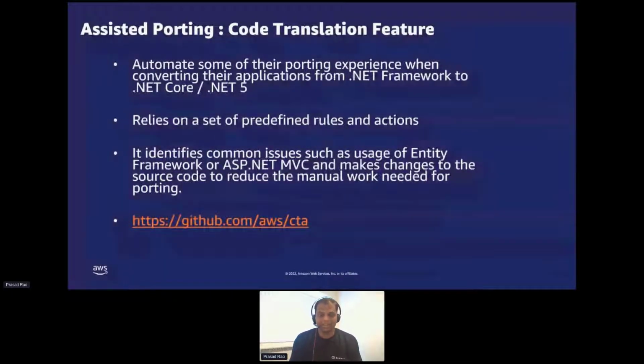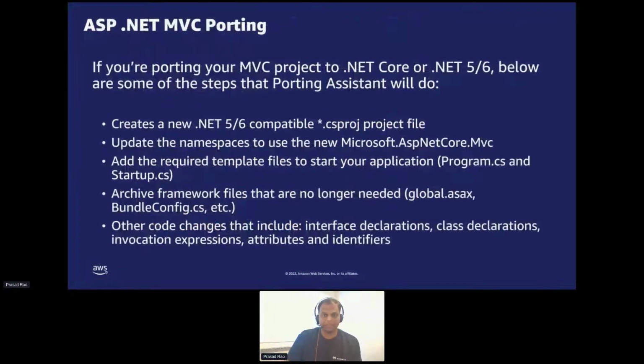What I want to highlight here is the feature called Code Translation Assistant, which relies on predefined sets of rules and actions. It finds patterns in the code and updates the code accordingly. You can find them at the GitHub URL. It identifies common issues such as usage of Entity Framework or ASP.NET MVC and makes changes to the source code to reduce the manual work required for the porting.